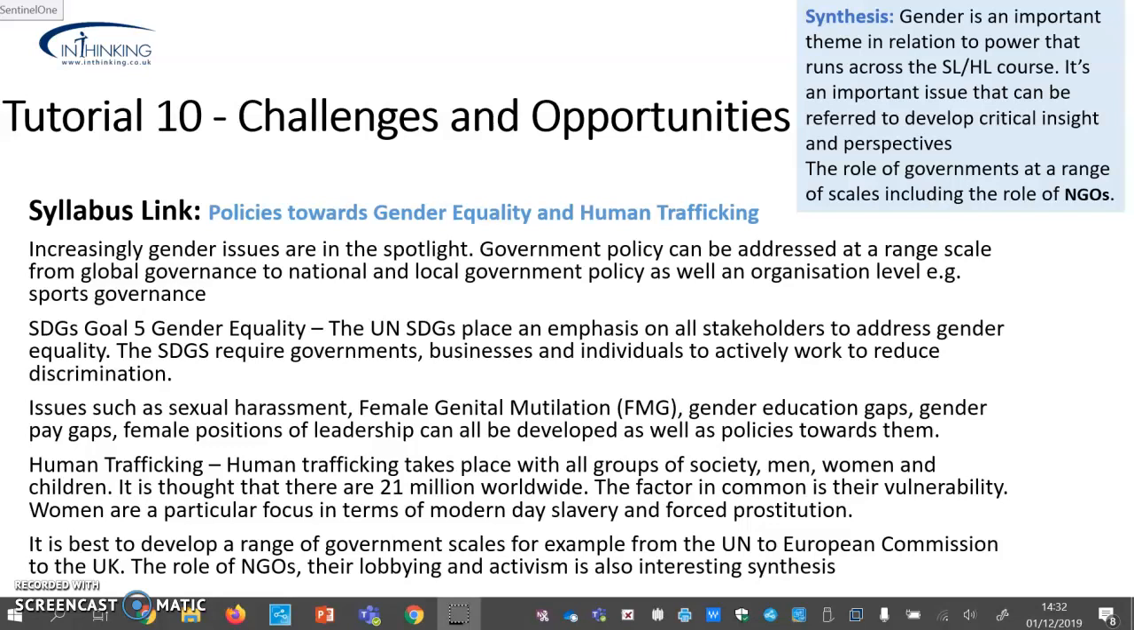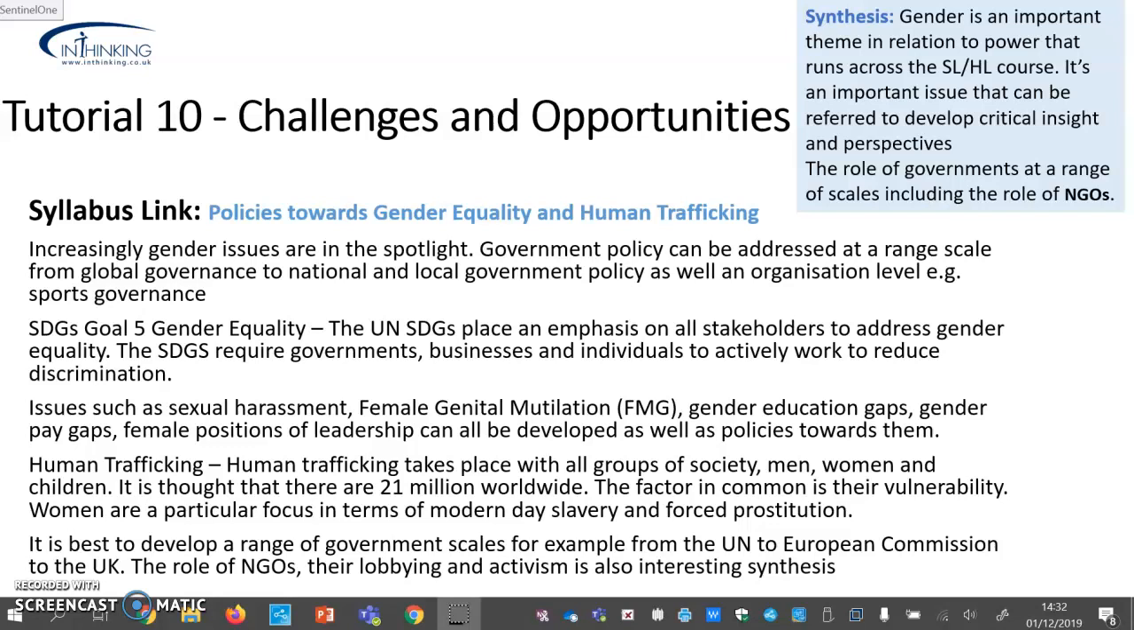So goal number 5, gender equality. The SDGs place an emphasis on all stakeholders to address gender equality. So the SDGs require governments, businesses, and individuals to actively work to reduce discrimination, to look after their doorstep first.